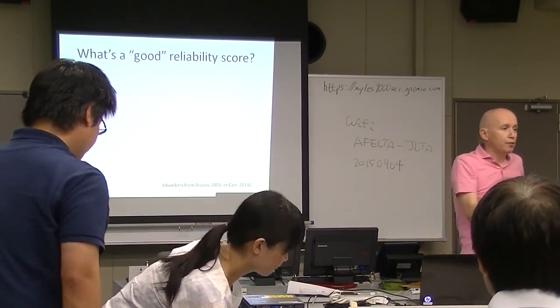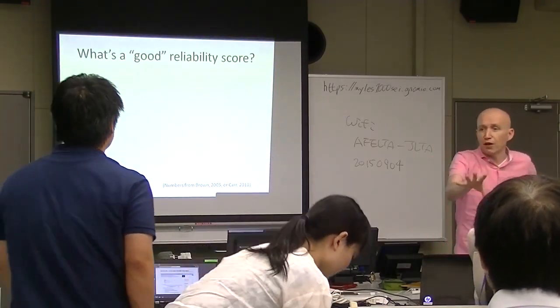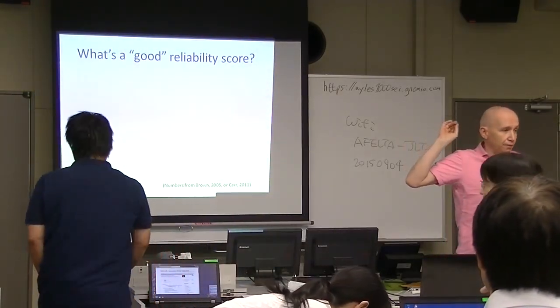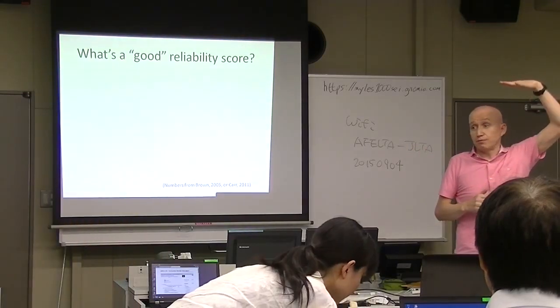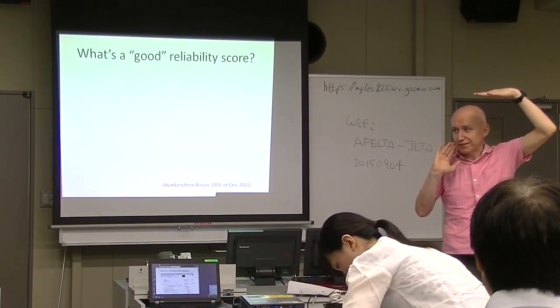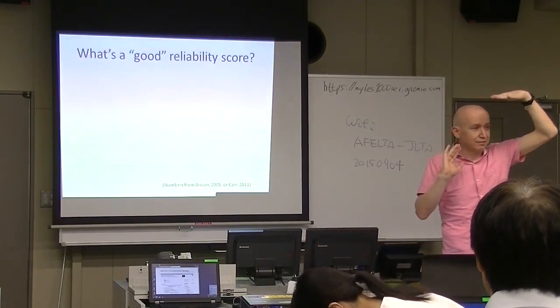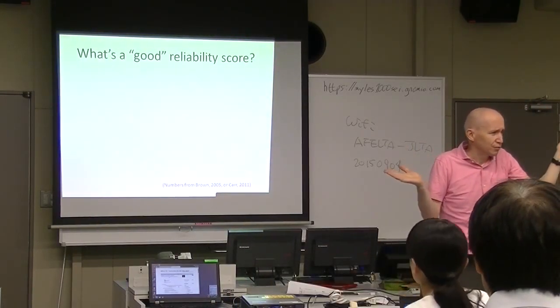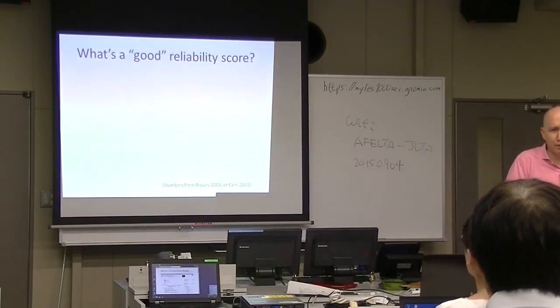Quick group discussion question while we're getting sorted out here. What's a good reliability score? Top reliability score is 1. Never happens. Never happens. What's good? What's a good reliability score?